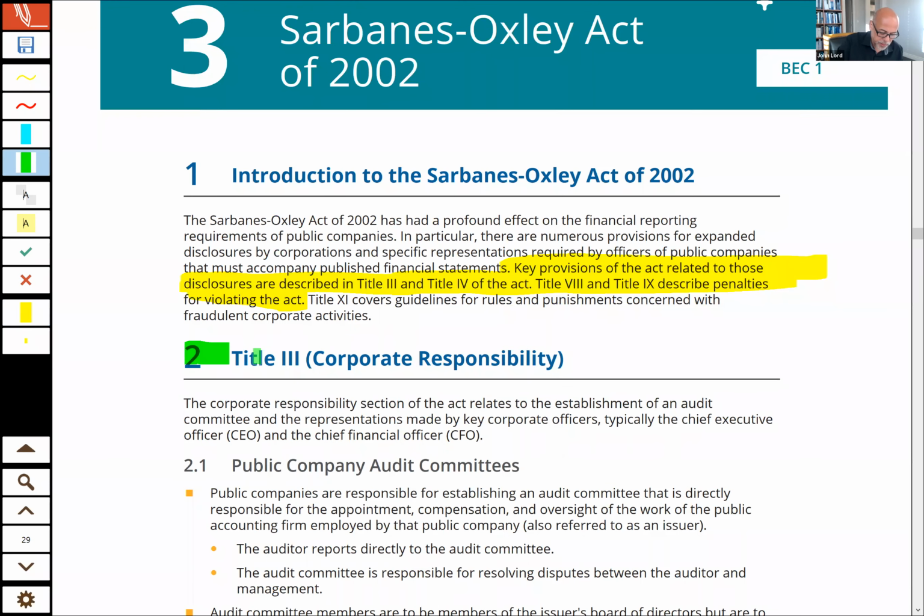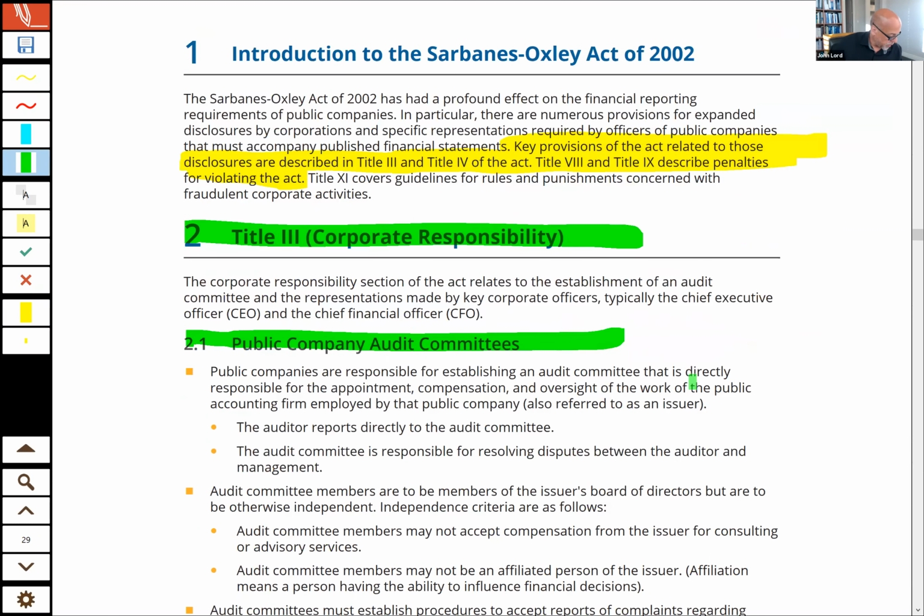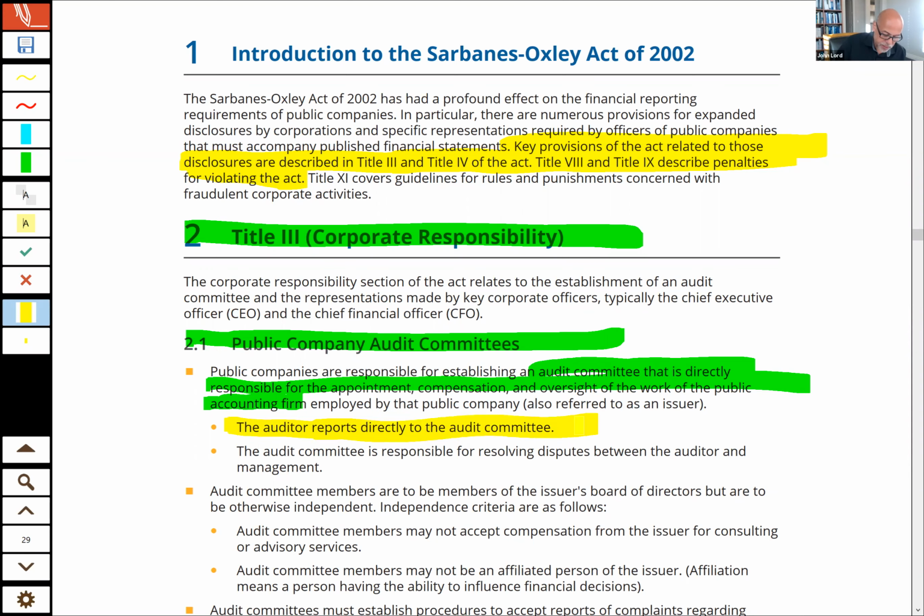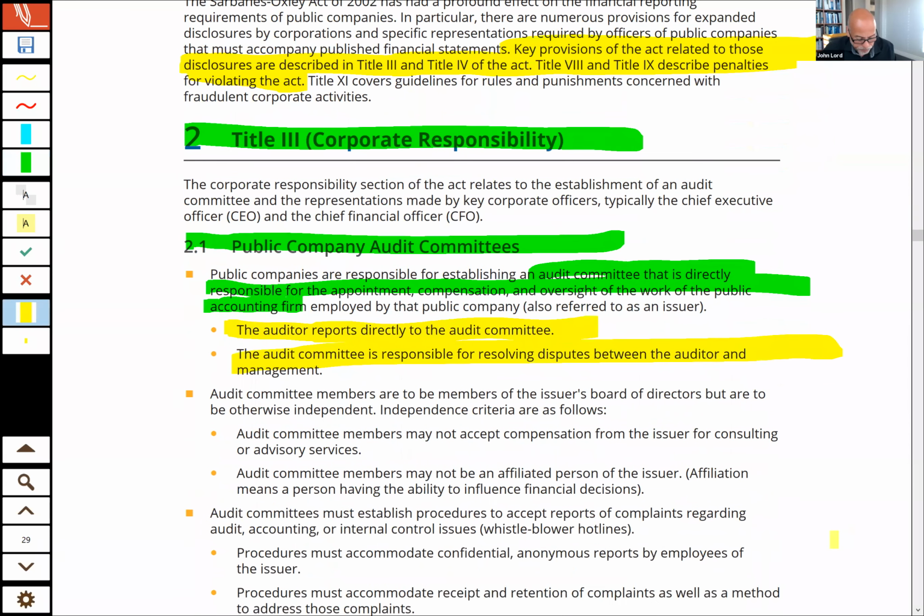All right, let's take a look at Title 2, and public company audit committees. An audit committee is directly responsible for the appointment, compensation, and oversight of the work of the public accounting firm. So you are hired and fired as an auditor by the audit committee, and you report directly to the audit committee. The audit committee is responsible for resolving disputes between management and the auditor. So a board of directors and audit committee is seen as independent from management if they're going to be in position for resolving problems.